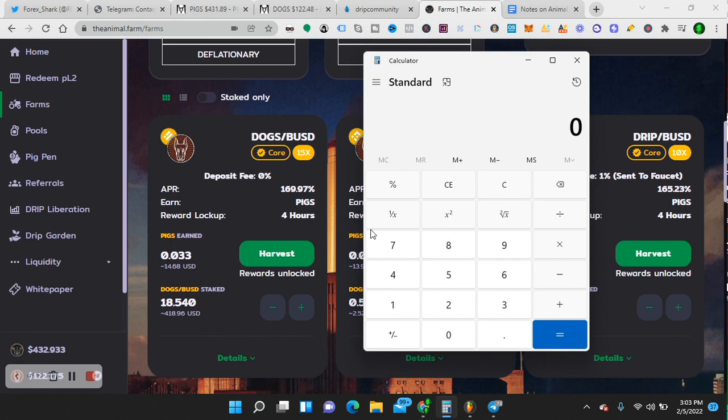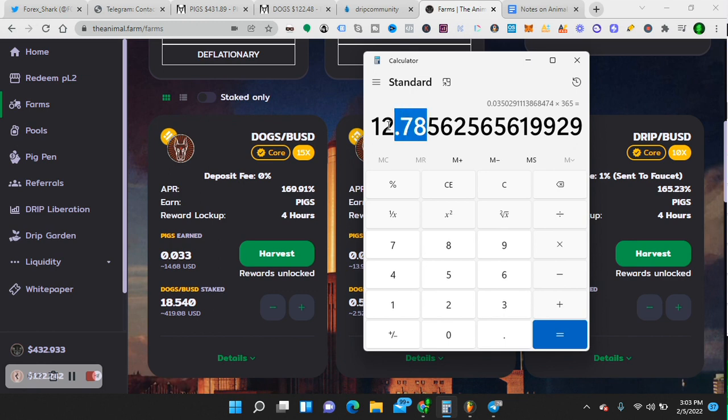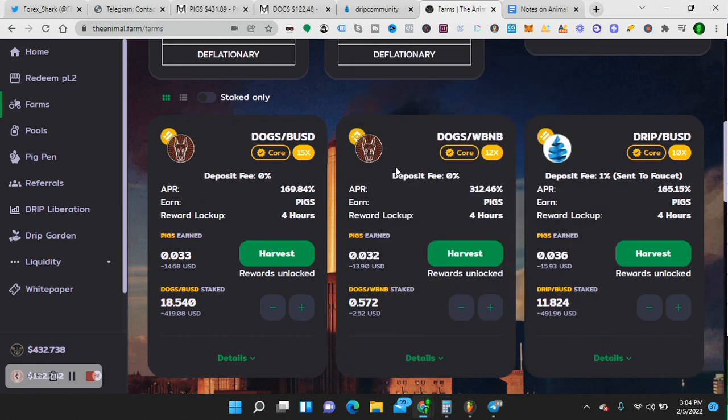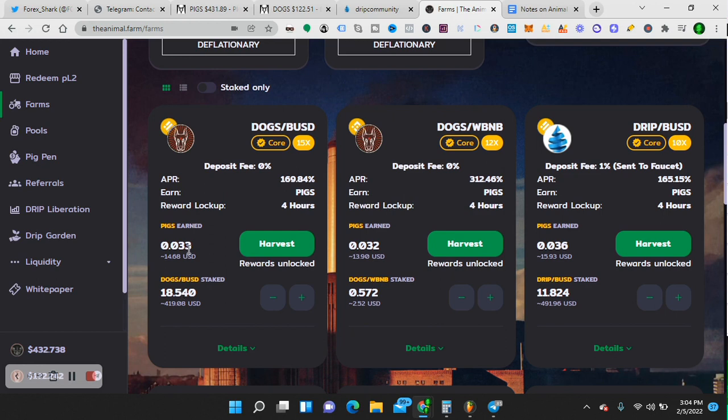So in 24 hours, I've got $14.68, right? And then I'll divide that by the staked amount, which is 419.08. That equals about 3.5% daily, okay? 3.5% daily. So now if you multiply that times 365 days, that equals 1,278. You'd have to move this decimal point over, right? So the APR on this would actually be 1,278, which is obviously way higher than that is, okay? So that's how you can calculate manually your actual returns. And that's why I threw a little bit of money in here to see what the actual returns are. 3.5% daily is very good in my opinion.